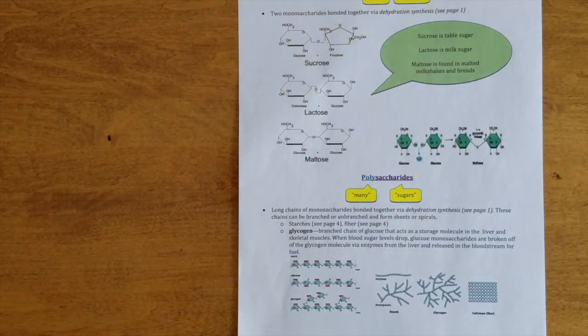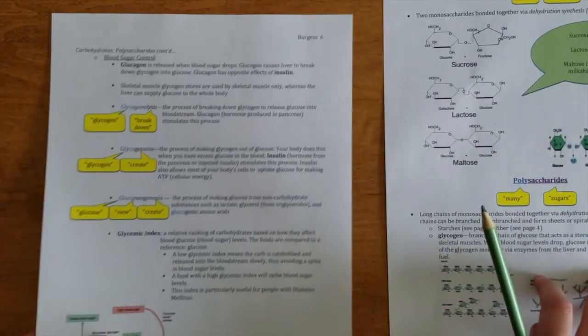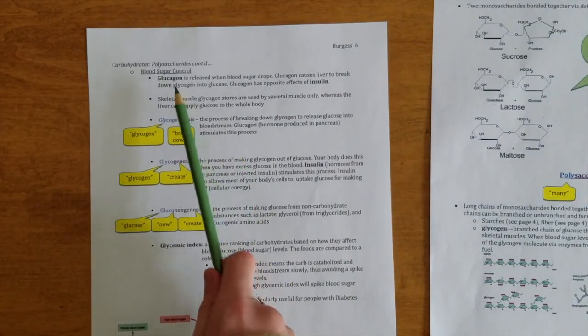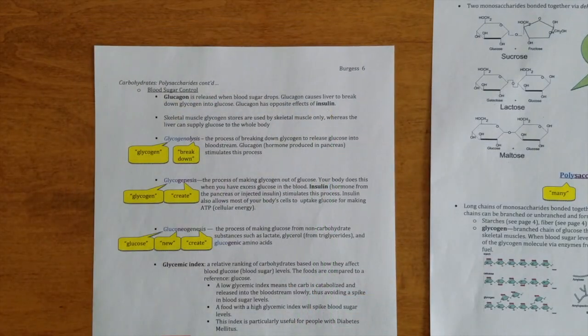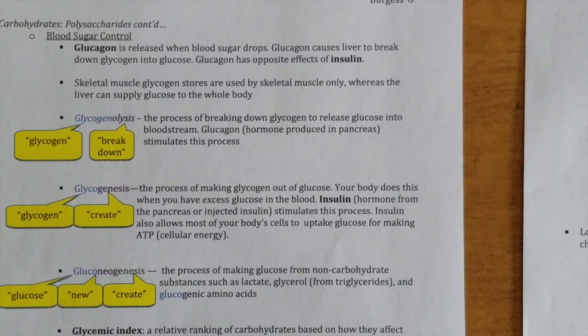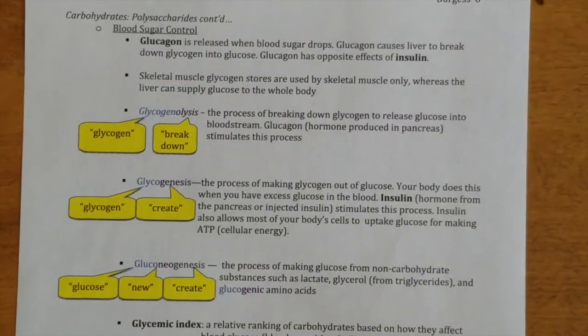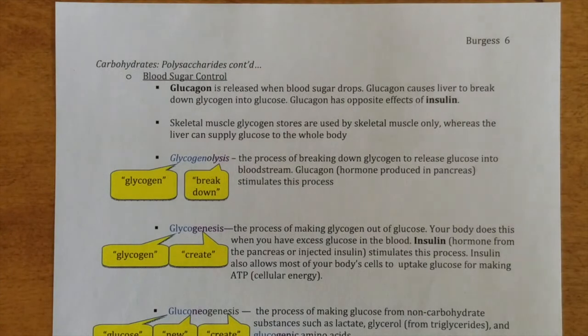Now we can talk about some of the hormones that help control blood sugar levels. So both of these hormones, glucagon and insulin, are made in the pancreas. And glucagon is released when blood sugar is low. So glucagon stimulates the liver to start breaking down glycogen to release glucose so that your blood sugar level raises.